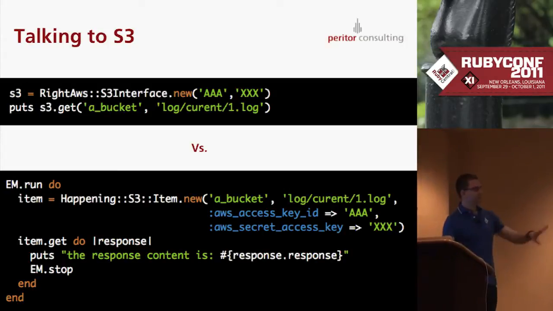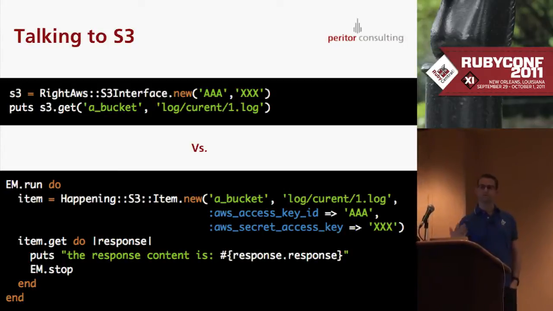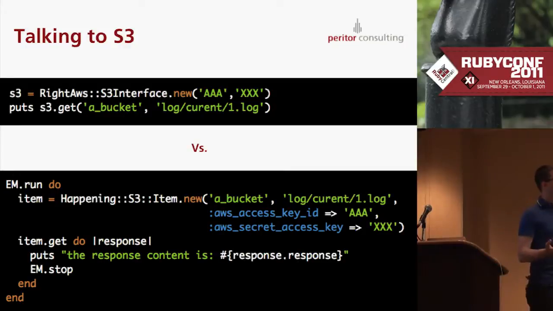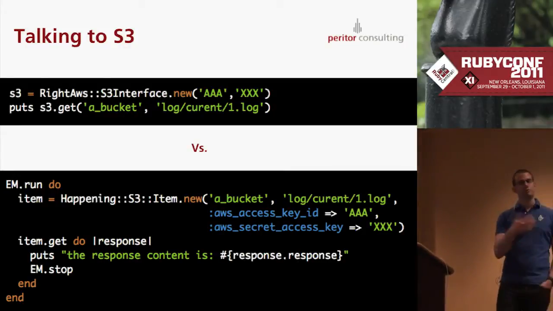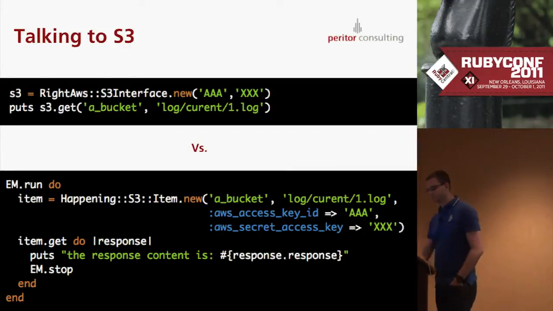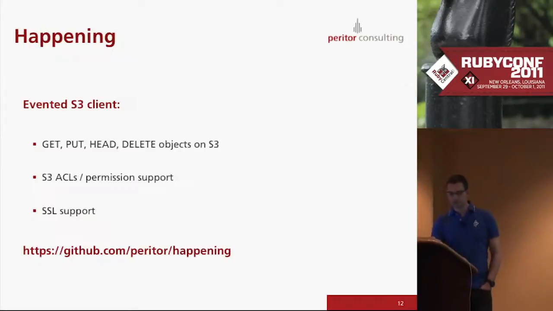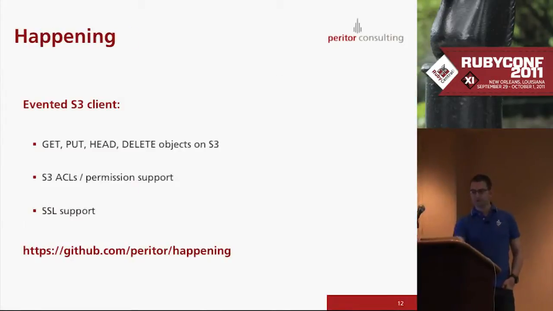And as you can see, you have a little bit more boilerplate code in order to get Eventmachine running. So we have EM run, and then at the end we have EM stop. But the actual code is not so much different, apart from the callback part where I wait for the response to come back to me. If you're interested in Happening, it's, as I said, a small library.